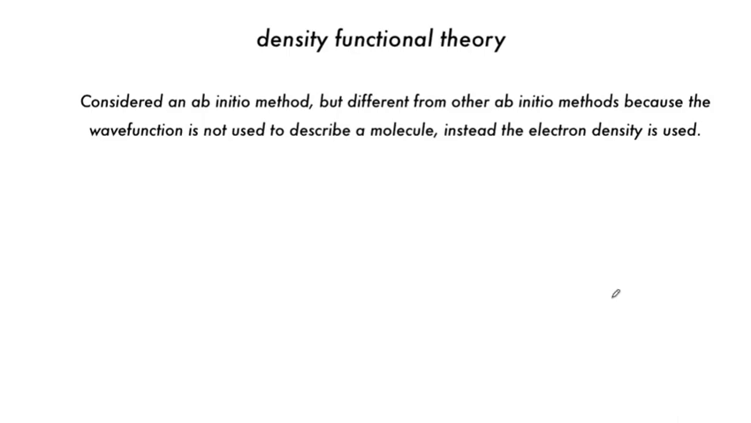Density functional theory. So this is considered an ab initio method, but is different from other ab initio methods because the wave function is not used to describe a molecule. Instead, the electron density is used. So this happens to make it a lot cheaper computationally. It's a lot easier to calculate complex systems.